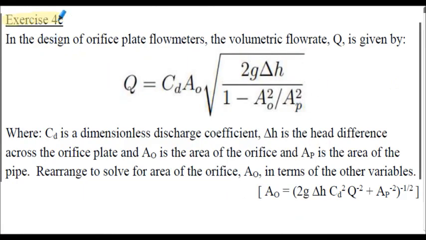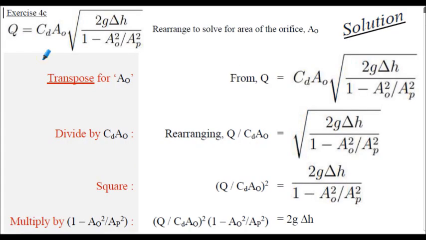Exercise 4c, we're given a formula for flow rate capital Q. This time we have to rearrange for the area of the orifice labelled as A0, and that occurs in 2 locations within the formula. Here's the final rearranged format for A0. Again, I would encourage you to stop the presentation and attempt exercise 4, but the full worked solution is shown on the following slides. Exercise 4c, here's the commencement of the solution.